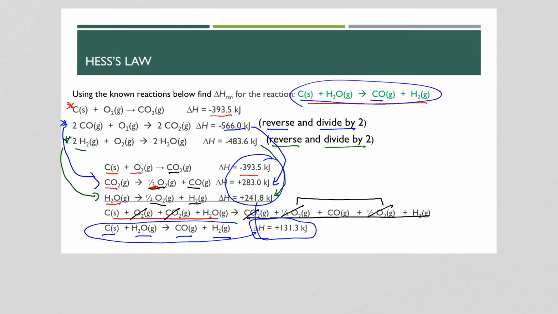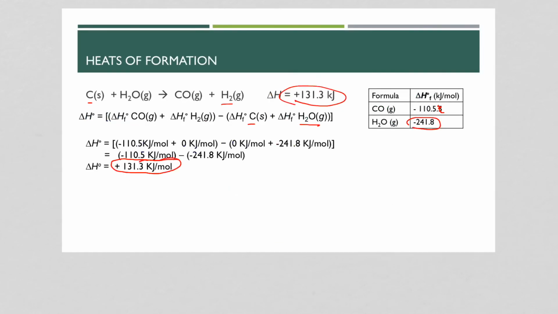Now, to remind you, switch back to this slide, positive 131.3 kilojoules. So whether I used Hess's law or used heats of formation, of course it makes sense that I should end up with the same enthalpy value for this balanced equation.